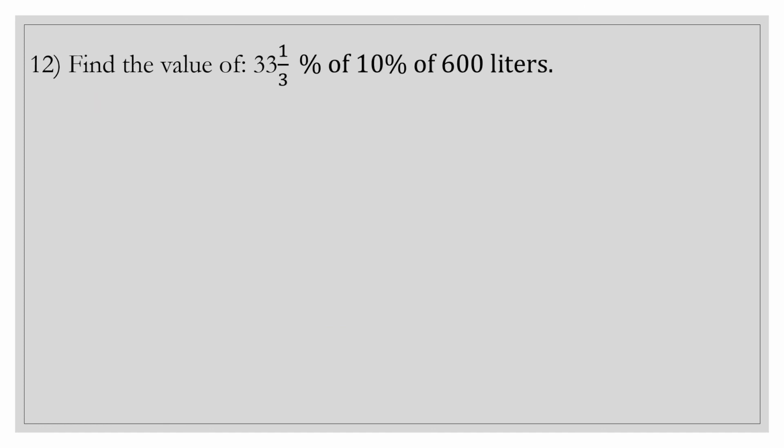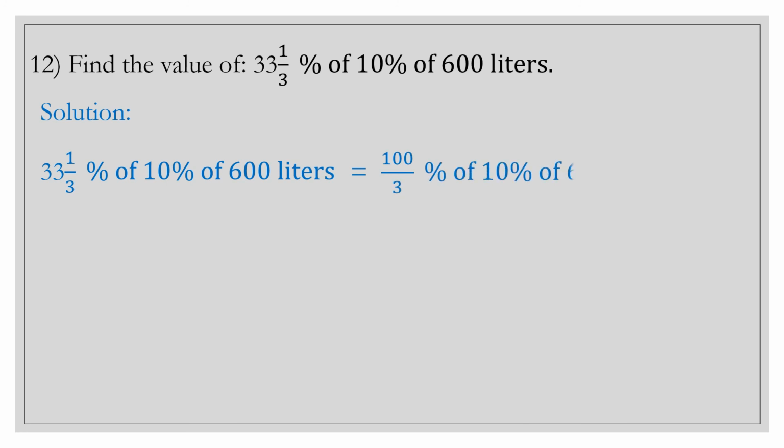Question number 12. Find the value of 33 1/3% of 10% of 600 liters. See, 33 1/3 is a mixed number. So let's convert it into an improper fraction. 33 3s are 99 and 99 plus 1 is 100. So we get 100/3% of 10% of 600 liters. First, we will replace the percent and divide by 100. Now we have 100/3 multiplied by 100 of 10/100 of 600 liters.